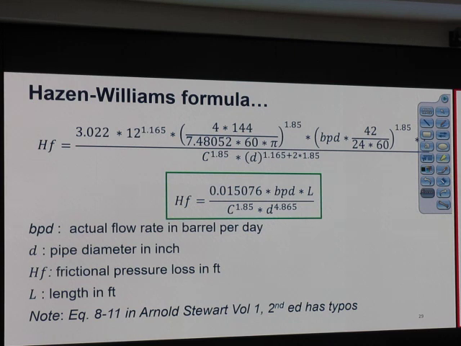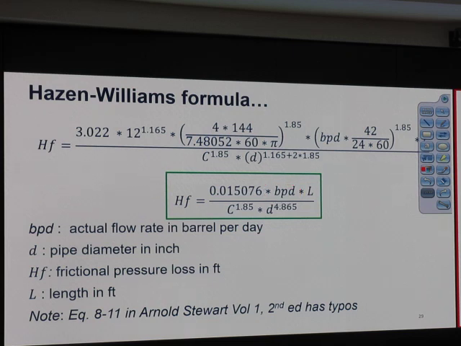Parameter C represents the roughness of the pipe. Okay, this equation tells me the pressure loss in feet with respect to diameter, volumetric flow rate, and also length. So a longer pipe has more pressure drop, correct? A smaller diameter has more pressure drop, okay? And a higher flow rate has more pressure drop.